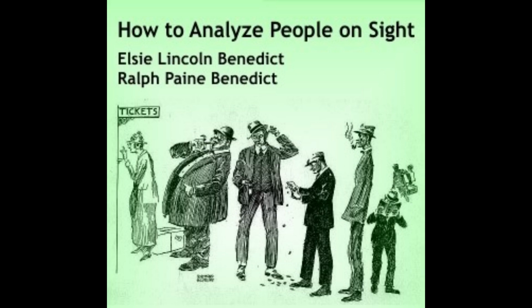Several hundred people were turned away from the Masonic Temple last night, where Elsie Lincoln Benedict, famous human analyst, spoke on how to analyze people on sight. Asked how she could draw and hold a crowd of 3,000 for a lecture, she said, "Because I talk on the one subject on earth in which every individual is most interested, himself." Seattle Times, June 2nd, 1920.